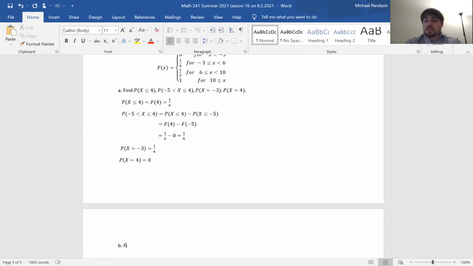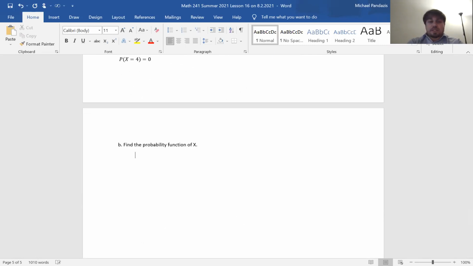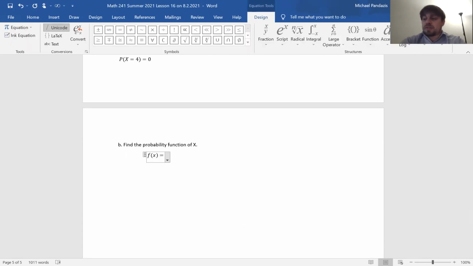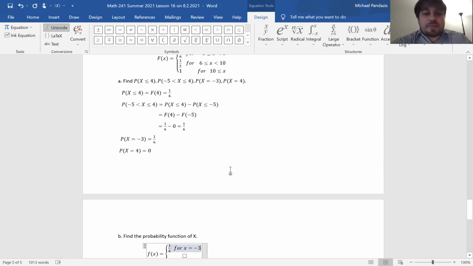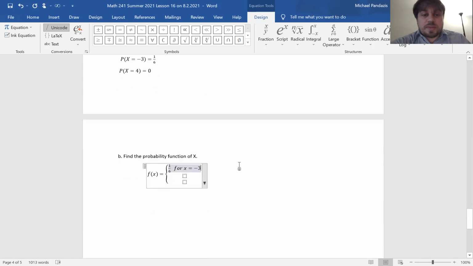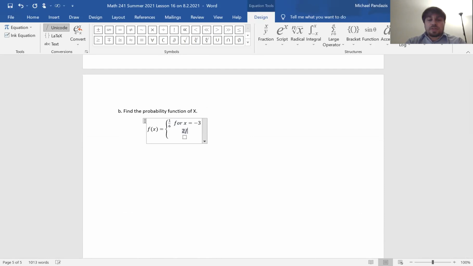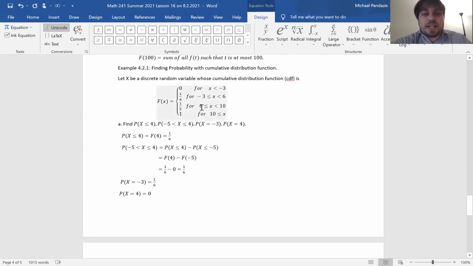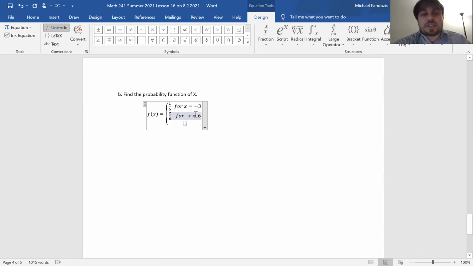Part B, the question is find the probability function of capital X. So I'm almost done, and then we're done with class for today. So little f of x, the probability function of capital X, is equal to 1/6 for x equaling negative 3. That's because when x equals negative 3, there's a jump of 1/6. It's equal to 2/6 for x equaling 6. That's because when you add x equals 6 here, it jumps from 1/6 to 1/2. 1/2 is 3/6. So it goes from 1/6 to 3/6. There's a jump of 2/6 when you add in x equals 6.